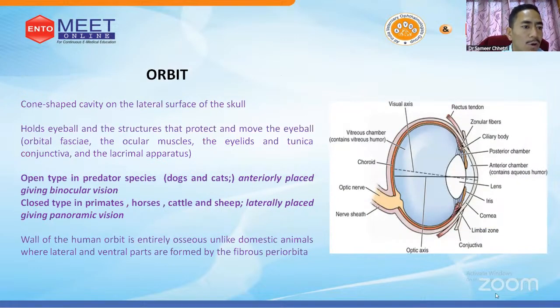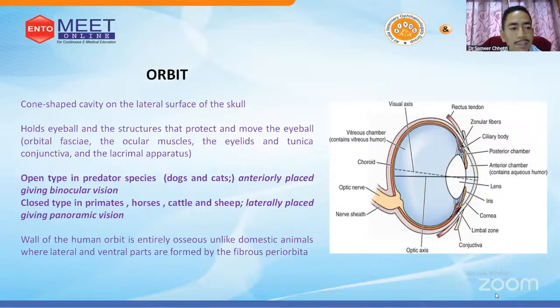So now, talking about the orbit, this is the main portion of the eye which gives the shape and helps in the protection of the eyeball. It's a cone-shaped cavity on the lateral surface of the skull. It holds the eyeball and the structures that protect and move the eyeball, like orbital fascia, the ocular muscles, the eyelids, the tunica conjunctiva, and the lacrimal apparatus.